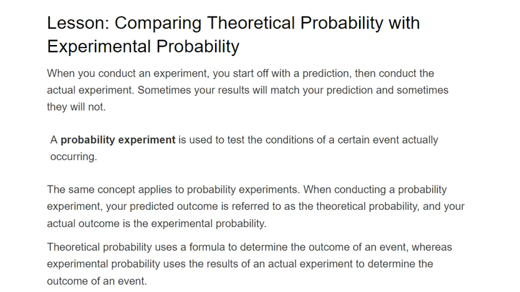A probability experiment is used to test the conditions of a certain event actually occurring. When conducting a probability experiment, your predicted outcome is referred to as the theoretical probability, and your actual outcome is the experimental probability. So your theoretical probability is what you think is going to happen, and the experimental probability is what actually happened.